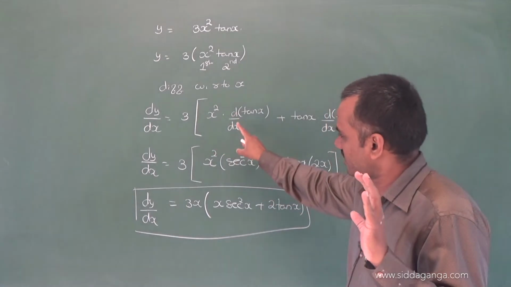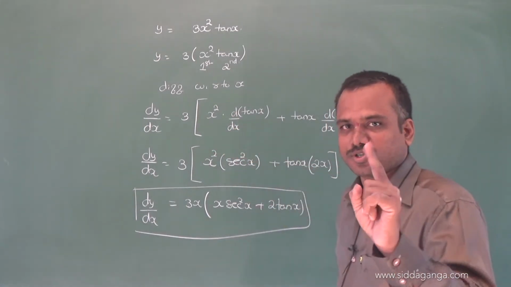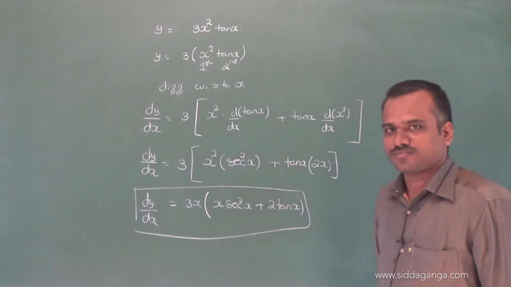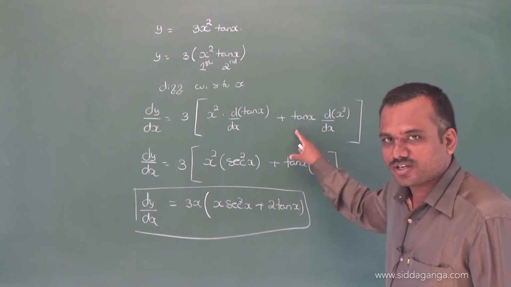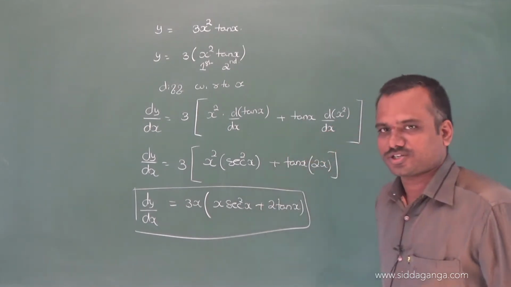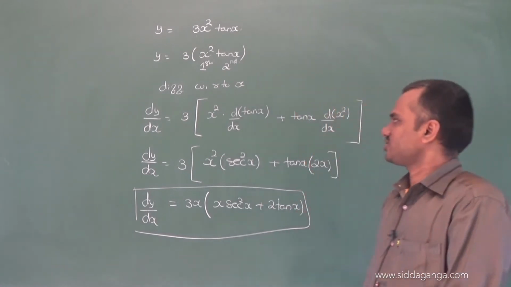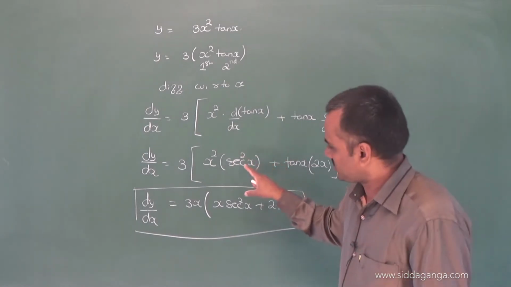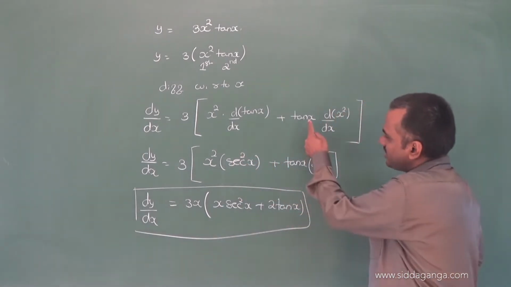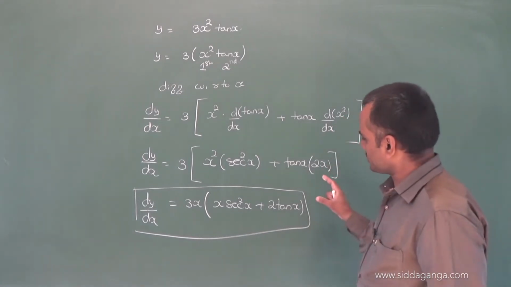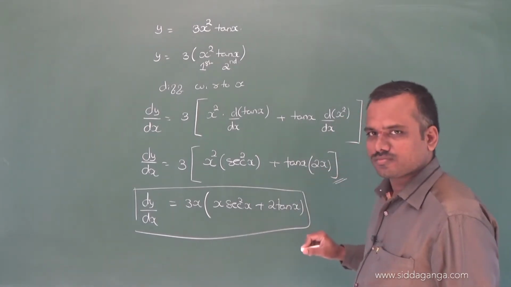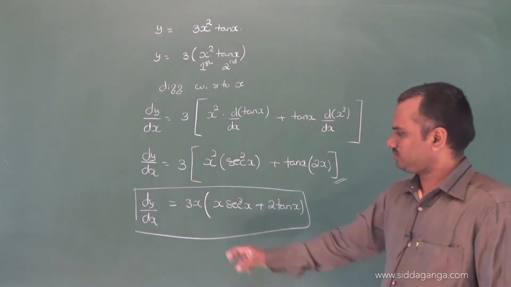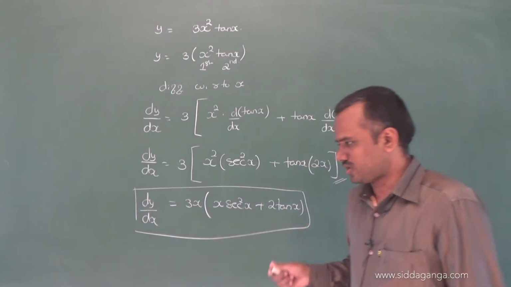First function into derivative of second function plus second function into derivative of first function. Observe. Derivative of first function, so x square. Derivative of tan x, everyone knows, is secant square x, plus tan x into derivative of x square, which is 2x. If you stop here only, no problem. Or else, if you want to take x common, x into x secant square x plus 2 tan x.